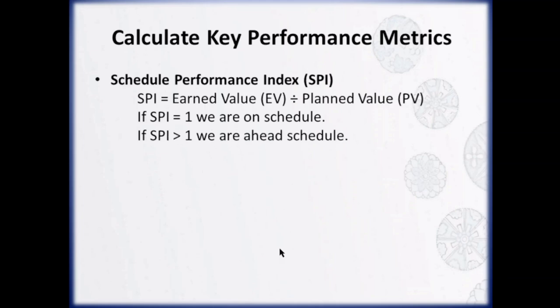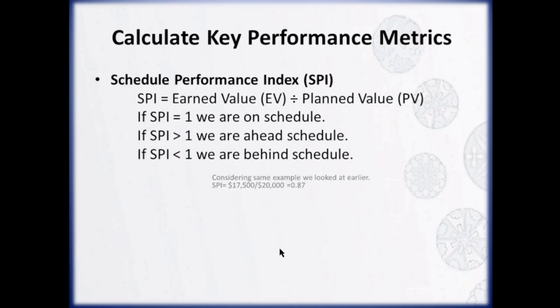If Schedule Performance Index is greater than 1, we are ahead of schedule. That means we have delivered more value than planned by this point. If Schedule Performance Index is less than 1, we are behind schedule. That means we have delivered less value than planned by this point.